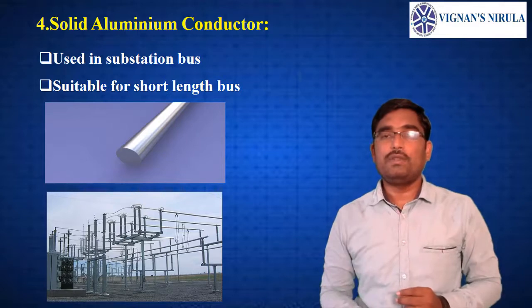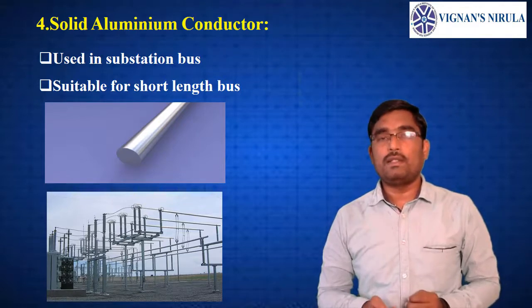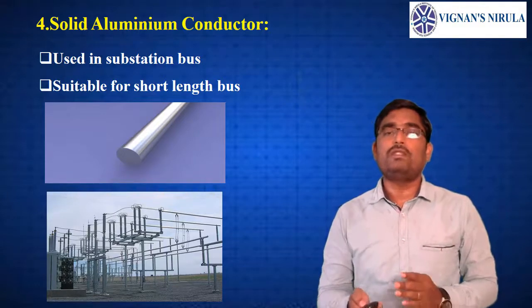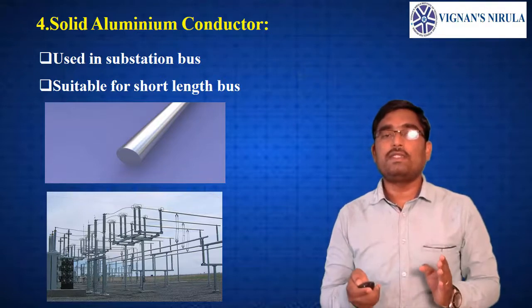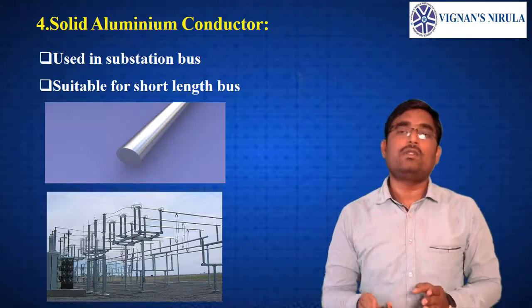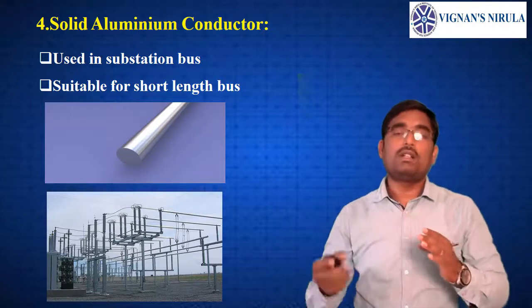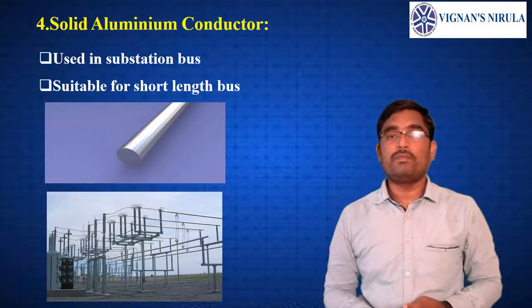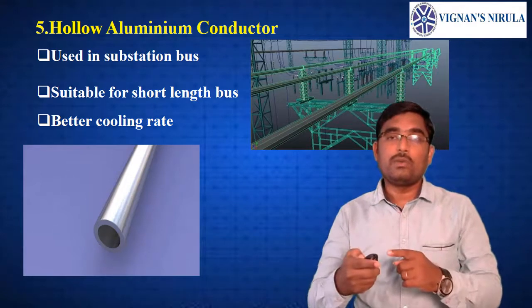These are generally used in substation bus, suitable for short length bus. What is a bus? A bus is a conductor which maintains a constant voltage, to which one or more connections are given. So for short length buses, generally used in substations, these solid aluminum conductors are used. These cannot be used for long transmission lines because the cost is more, as it is a solid conductor.